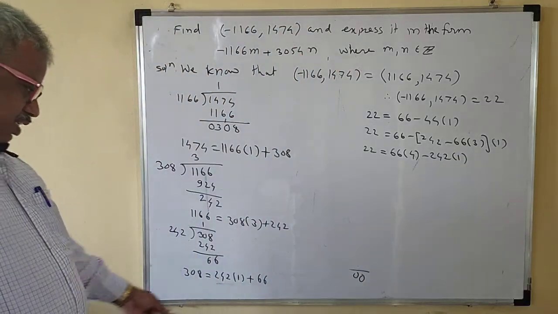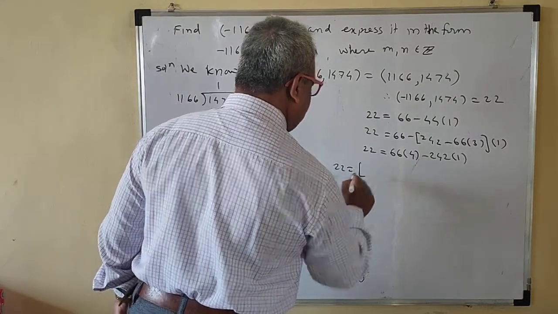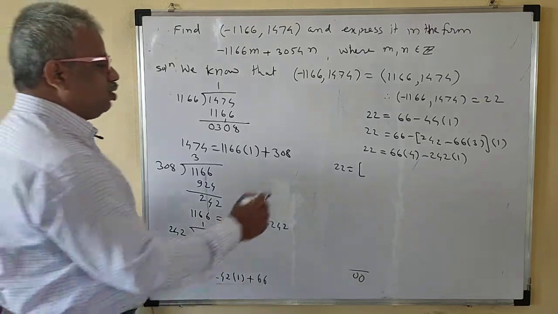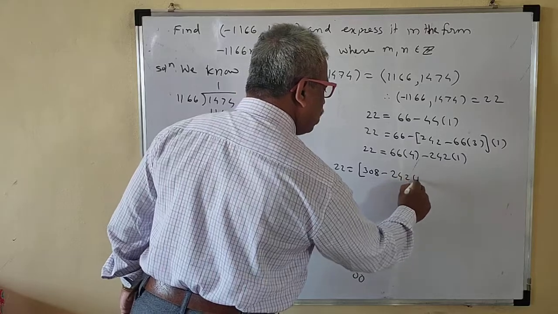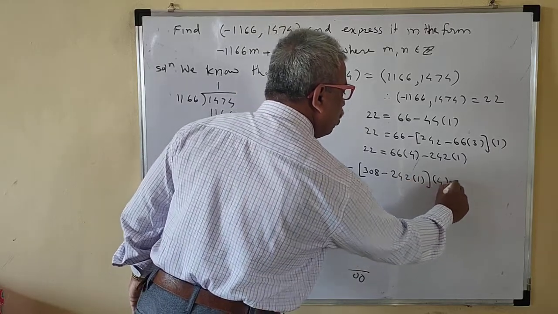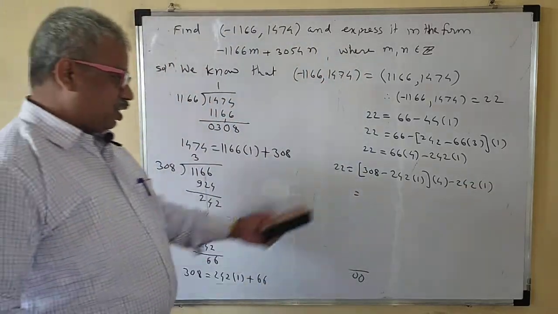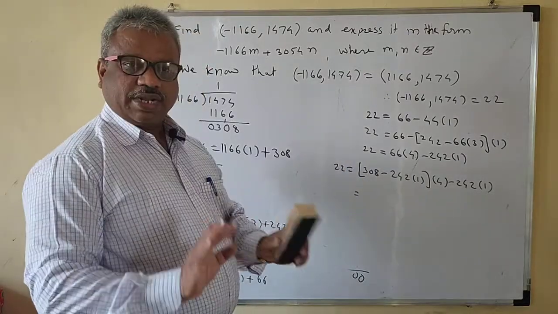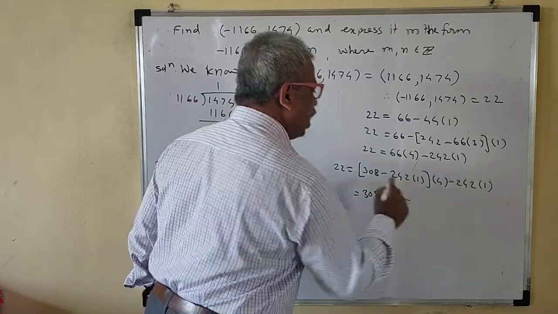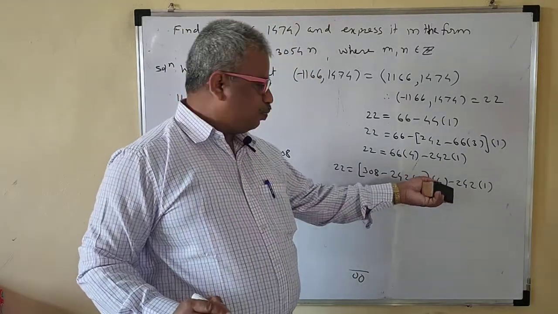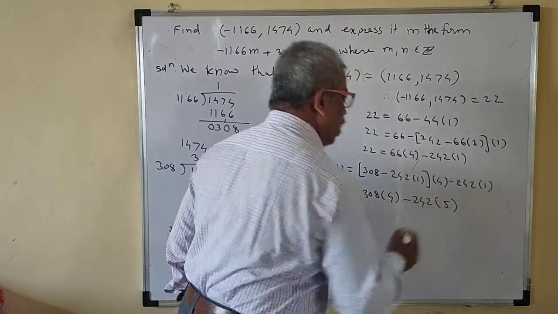Okay. Now see, the next remainder is 66. So put the value of 66 now. So 22 is equal to 66, and the value of 66 is 308 minus 242 into 1, into 4, minus 242 into 1. Okay, so collect first 308 and 242. Note that 308 is not a number. So this is 308 into 4, and again this minus. So 1 into 4 is 4 and this 1 is there, so this is 5 now. So this is 242 into 5.